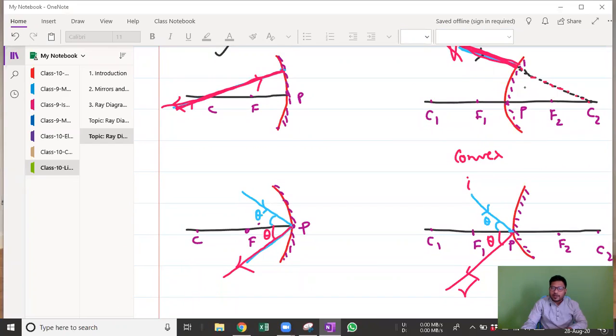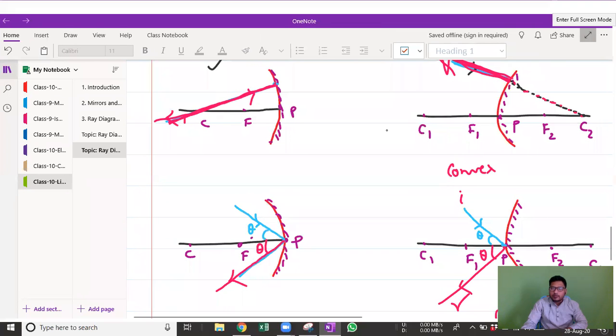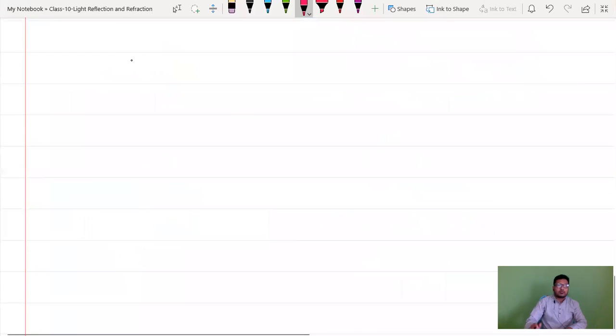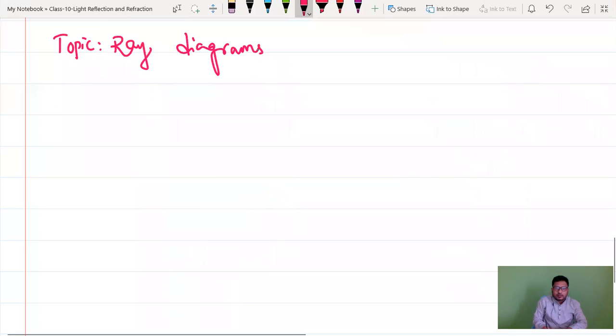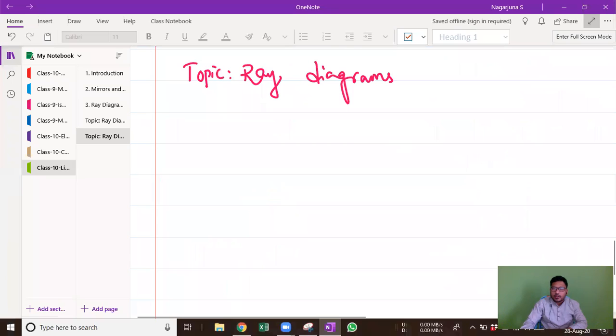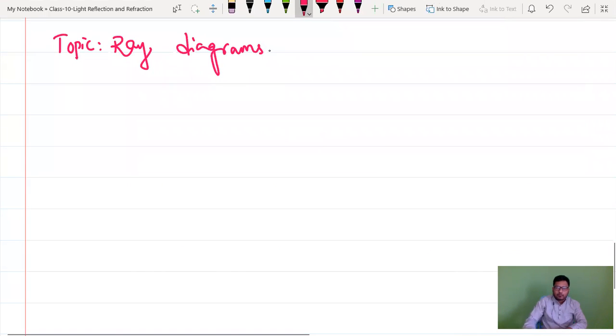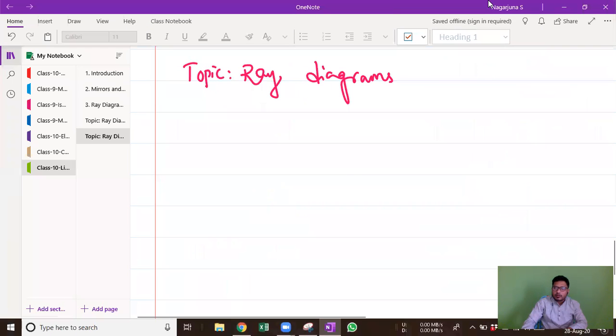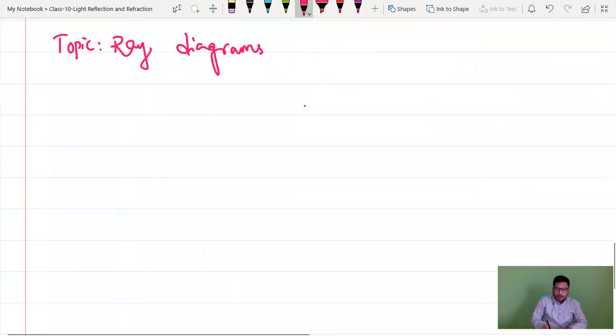Now let us see 2 diagrams related to convex mirror. Now we are seeing the topic ray diagrams. Ray diagrams related to convex mirror. How many diagrams do we have? 2 diagrams, 2 positions. So what are those 2 positions?